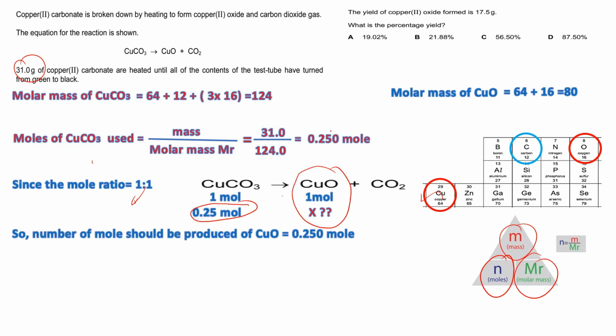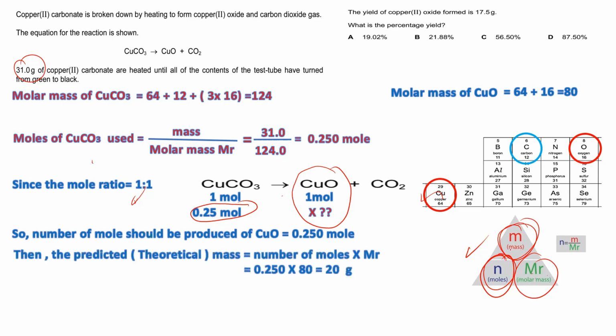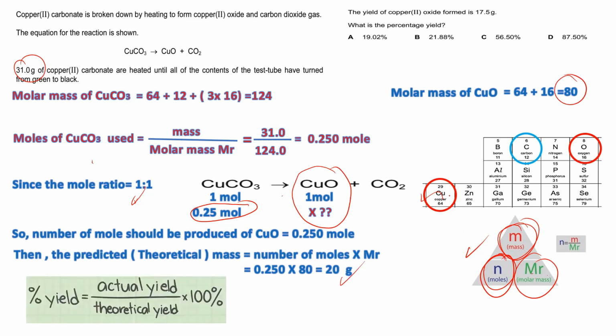Now we need to change number of moles into mass, into grams. How? By this triangle, we use mass equals number of moles times Mr of CuO. Here, the predicted, theoretical, calculated mass of CuO equals number of moles, 0.250, times 80, equals 20 grams.